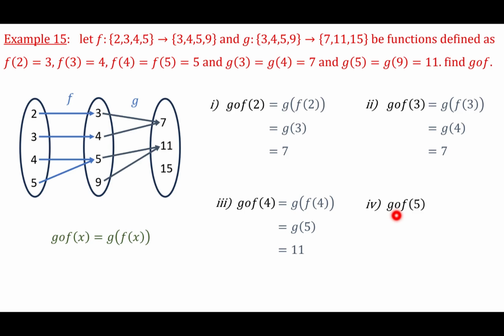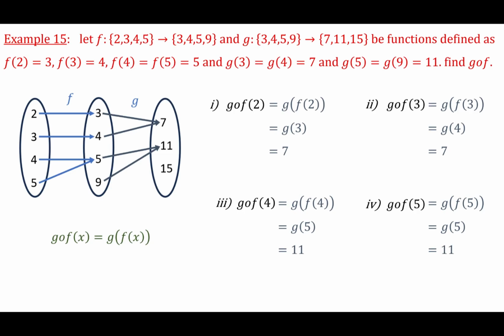Similarly, part 4, g circle f of 5. G circle f of 5 is nothing but g of f of 5. What is f of 5? F of 5 is 5. So in place of f of 5, I'm writing 5. So that is g of 5. And g of 5 is given in the question is 11. Finally, I got g circle f of 5 is 11.